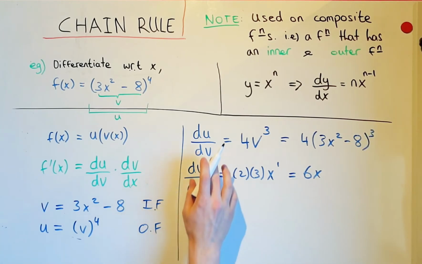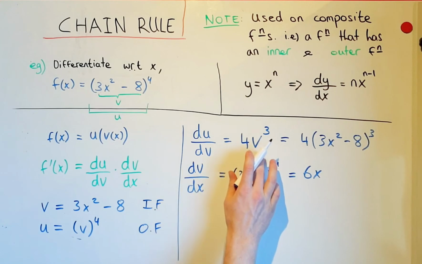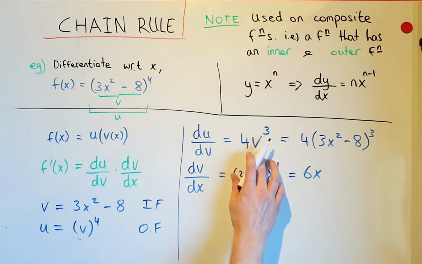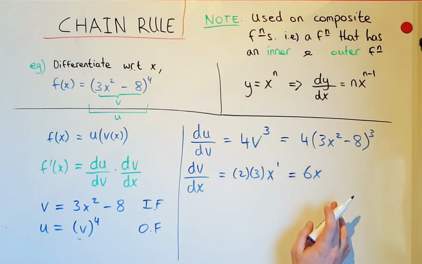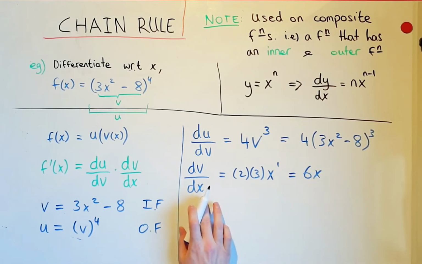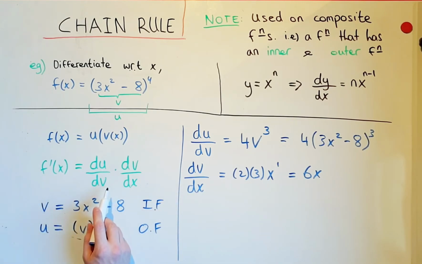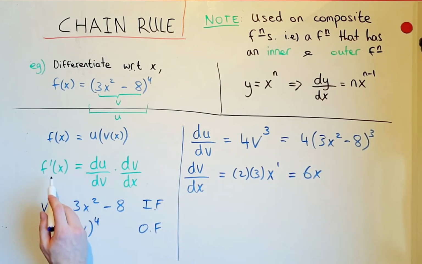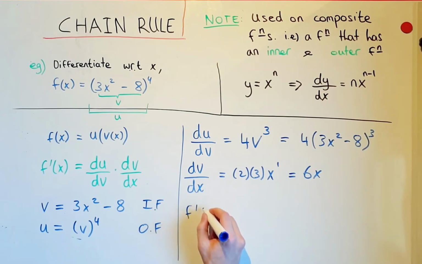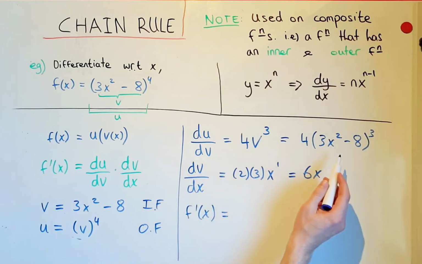So the full value of du dv is 4v cubed, and when v is inserted back in, we have 4 by 3x squared minus 8 to the power 3. And you see we don't need to do anything like that here because v was always dependent on x, so there's nothing to place back into the dv dx. Alright, so again, looking at the chain rule, we have du dv, we found it, and we have dv dx, we found it. So we then know that f prime of x, the final result, du dv, is here. So let's pick this up and put it in.